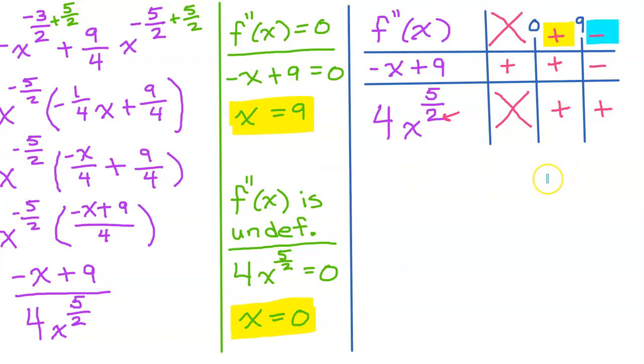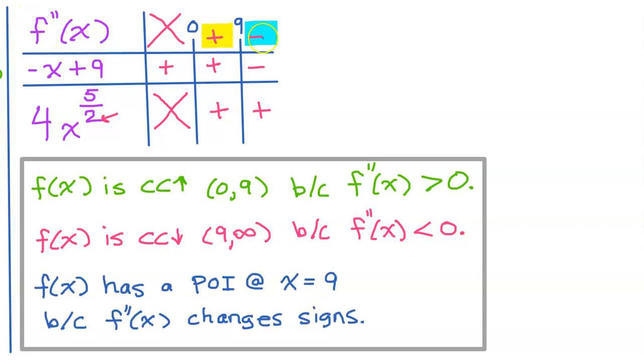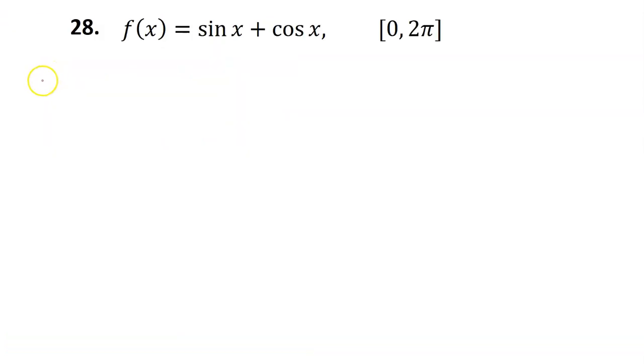Let's write up what we have so far. So we would say f of x is concave up from 0 to 9 because f double prime is greater than 0. Don't forget the justification. F of x is concave down from 9 to infinity because f double prime is less than 0. But we are also supposed to identify any points of inflection. We notice that f double prime goes from positive to negative at x equals 9. So we add f of x has a point of inflection at x equals 9 because f double prime changes signs. Let's try one more, this time with some trig functions.